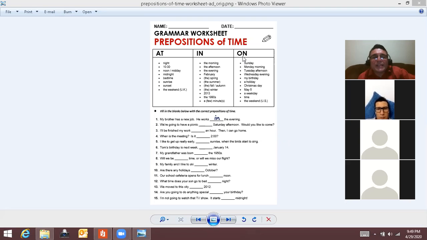Number 10. Are there any holidays in October? Yes, remember that if we mention only the month, we use in. In October. What about 11? Our school cafeteria opens for lunch at noon. Very good. Number 12? What time does your son go to bed? At night. Very good. What about 13? Move to the city in 2012. Good. What about 14? Are you going to do anything special on your birthday? Yes, on your birthday. And what's the last one? I'm not going to watch that TV show. It starts at midnight.